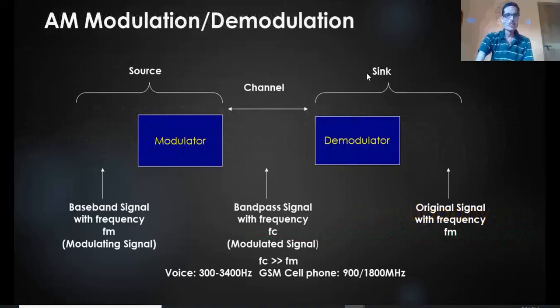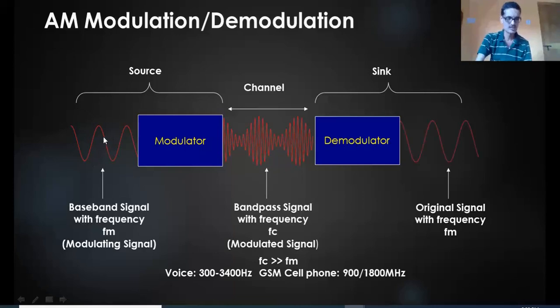Now, in this slide, what I have shown here is how the modulation process and demodulation process take place, and how you represent the signal or the waveform in the time domain. Just see here, I have a modulator as well as a demodulator. A modulator is used to process a baseband signal, or the original signal, which is shown here.